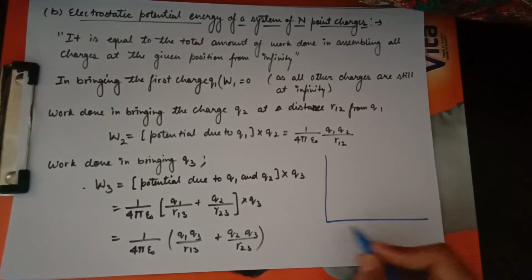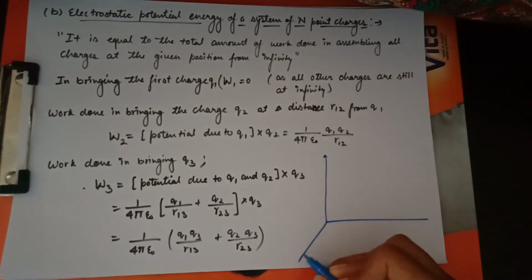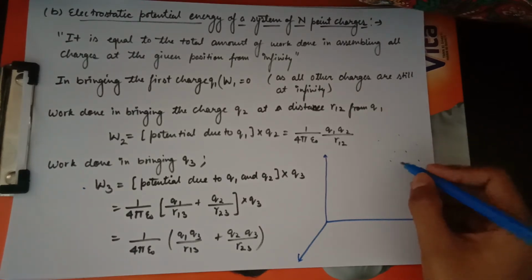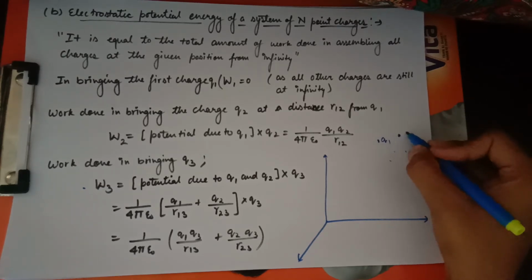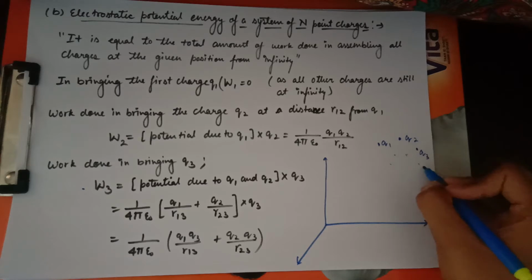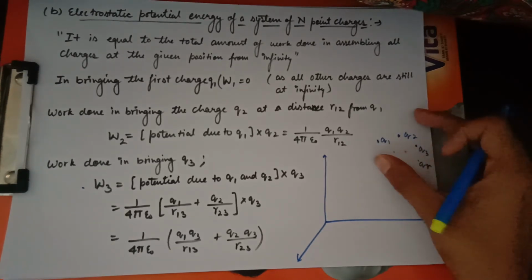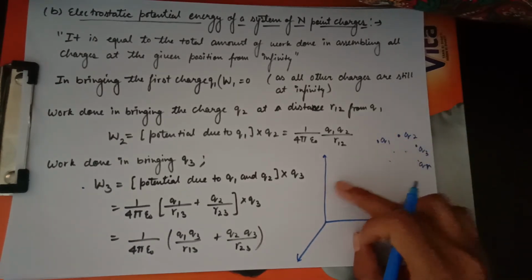Suppose this is your system and here is nothing, and I am bringing n number of charges. There are some charges at infinity. This is charge q1, this is charge q2, this is charge q3, and so on. This is charge number qn. So this position is at infinity and I want to bring them all into a system.